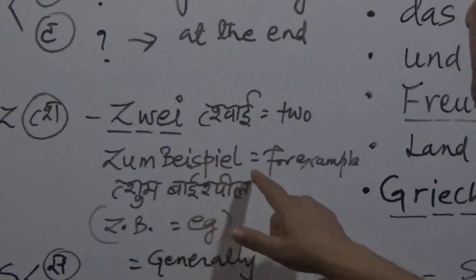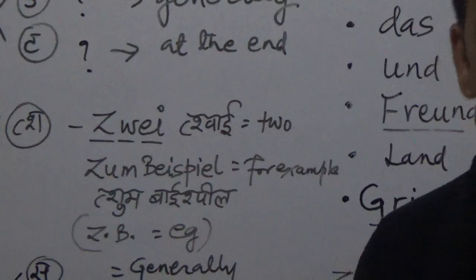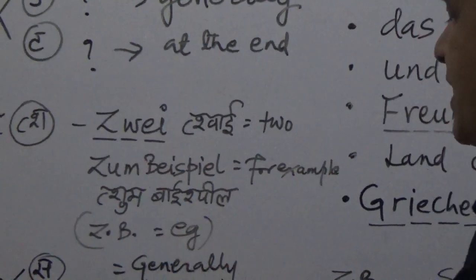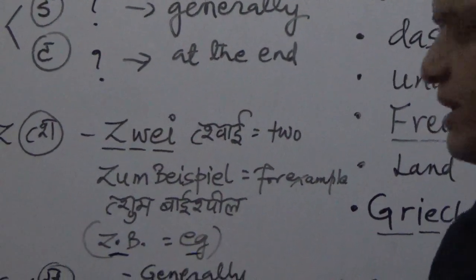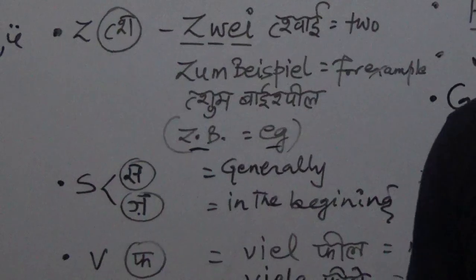Z-U-M B-E-I-S-P-I-E-L. Zum Beispiel. Zum Beispiel means for example. So like in English, in short we write example like this, in German we write z.B. So whenever I write like this, das heißt zum Beispiel. For example.